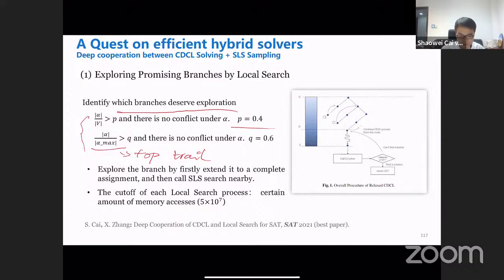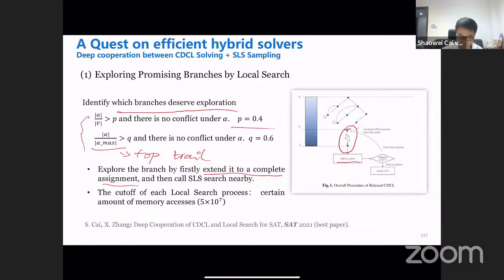If we find a promising branch, we can extend it to a complete assignment. How to extend it to a complete assignment? We just use the CDCL procedure to assign the remaining variables, but without backtrack. Even if we touch a conflict, we do not backtrack. We just go deep into a leaf. In this way, we can get a complete assignment and feed it into a local search solver.